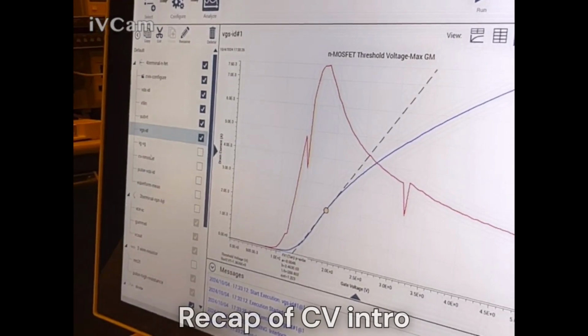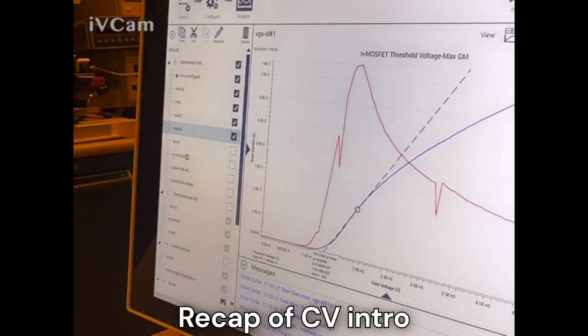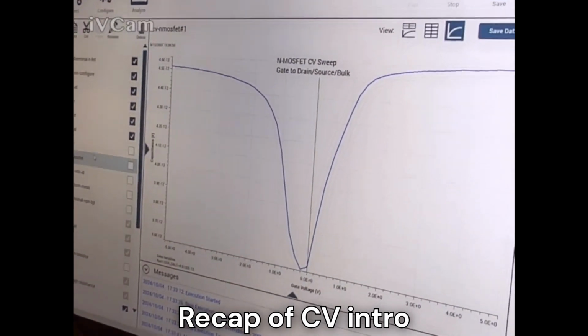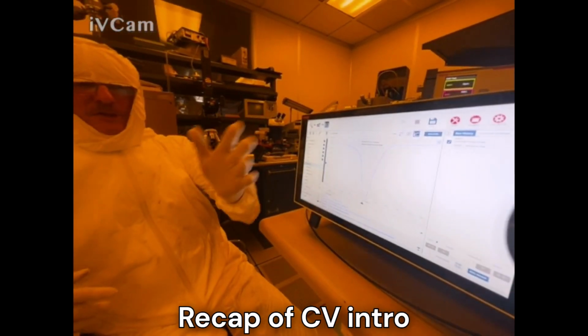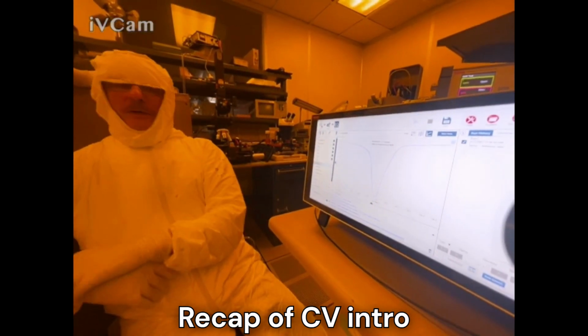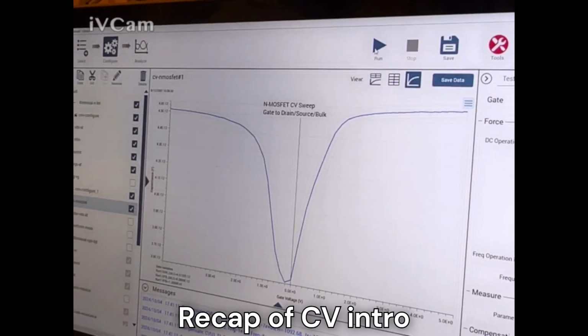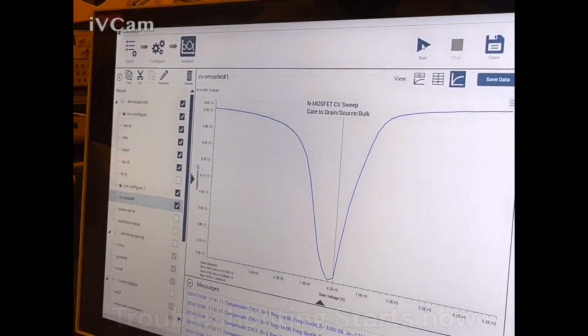Now, I want to talk CV. This is important. That's a typical CV, capacitance versus voltage. Inversion, depletion, and accumulation, all three regions. Now, let's run this guy. Go to analyze. Let's see what happens.